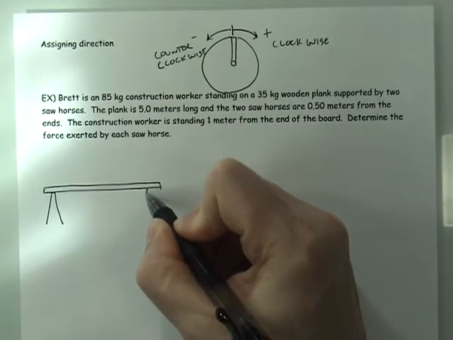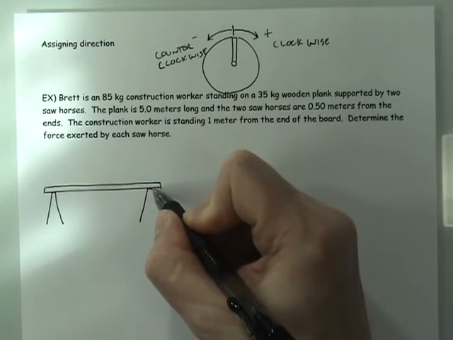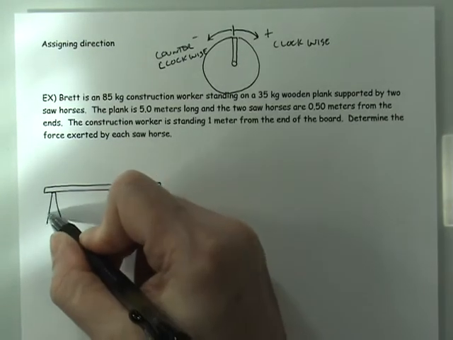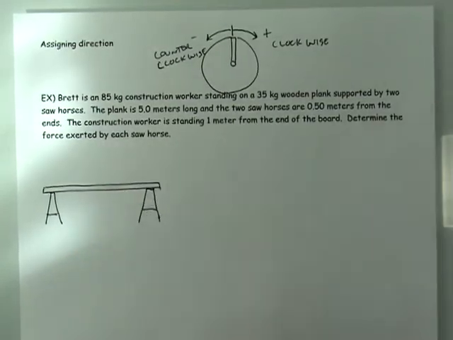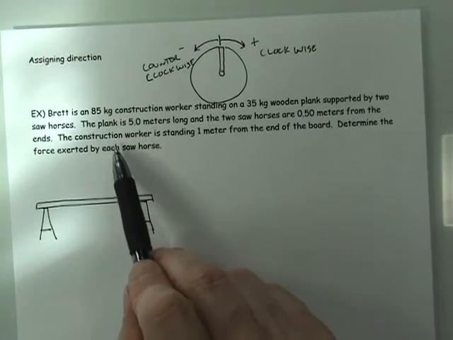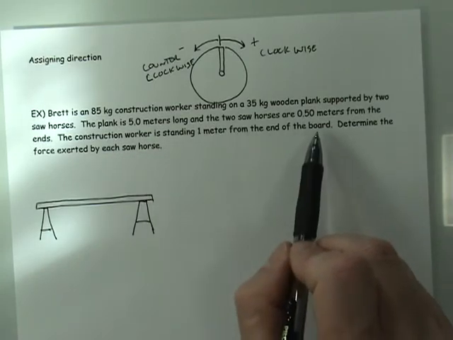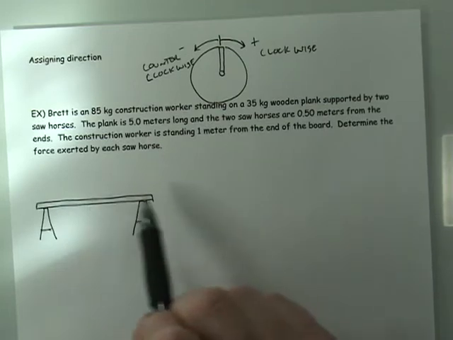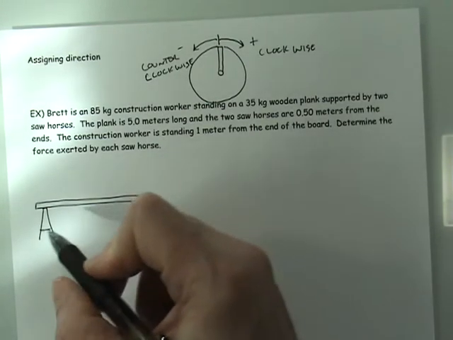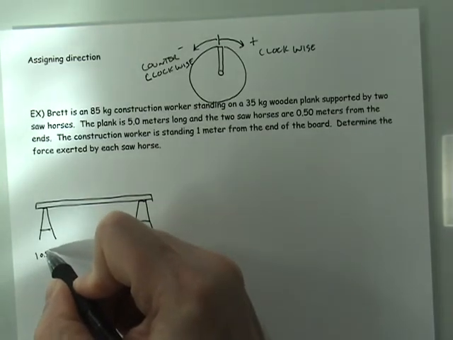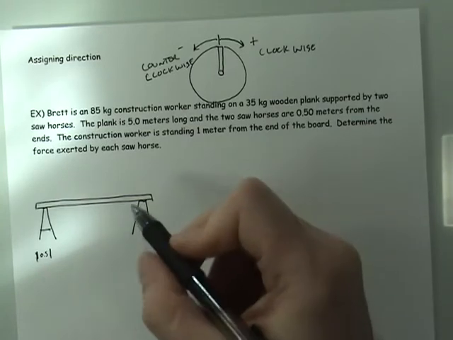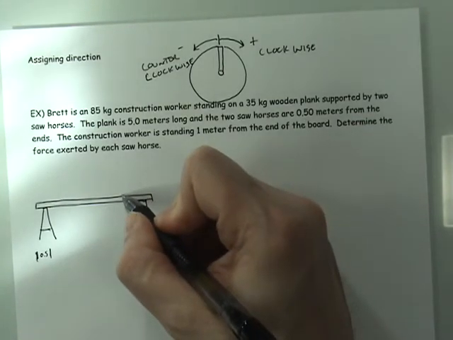A sawhorse is essentially some wooden boards that create sort of an A frame. And then you can set the boards on it, and then the person can stand up here. Now we need to put the person in the correct place. It says the construction worker is standing 1 meter from the end of the board. In this case, it doesn't matter which end we put this on. This is 0.5 meters right here, so that's 0.5 meters to there. On this side, the person is standing 1 meter from the end.